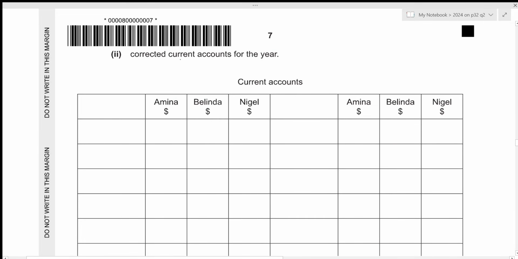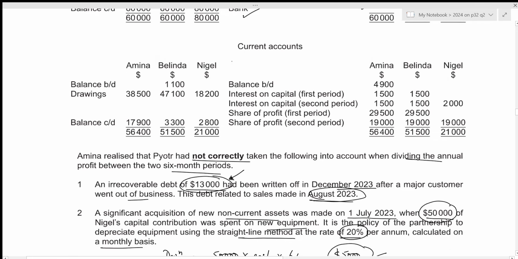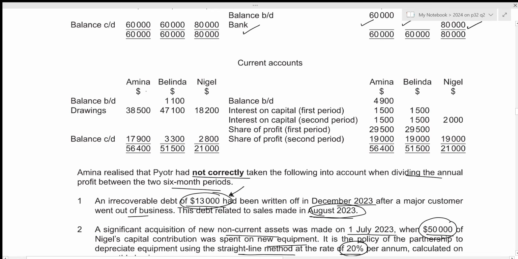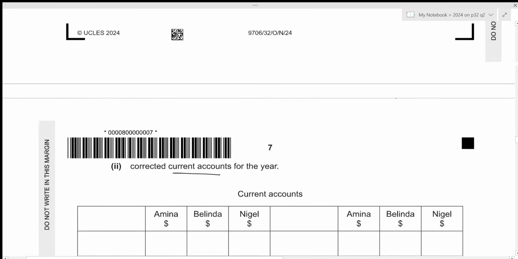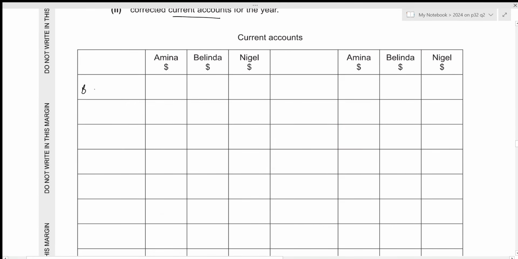Now we need to prepare the corrected current accounts for the year. For the current account, we need to check if the opening balance is on the debit side or the credit side. We can see that Belinda has a debit balance of 1100 and Amina has a credit balance of 4900. So balance b/d on the debit side for Belinda 1100, balance b/d on the credit side for Amina 4900. The debit balance means that Belinda will have to pay 1100 into the partnership, whereas the credit balance means that Amina is yet to receive 4900 from the partnership.